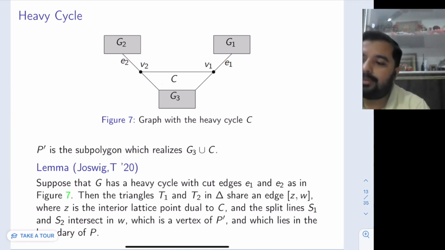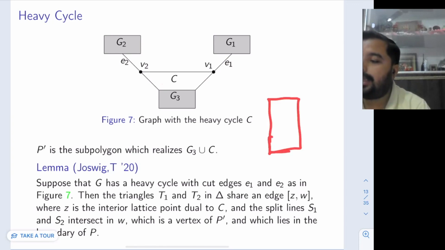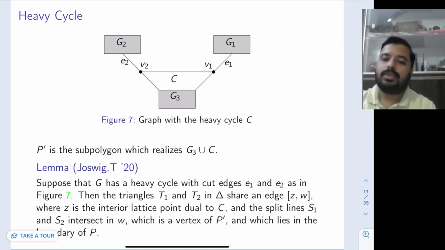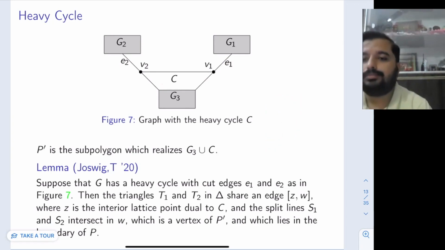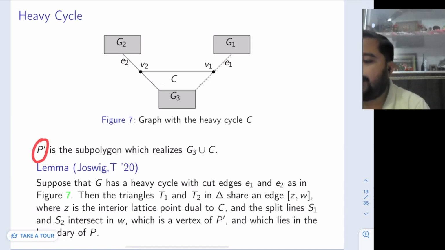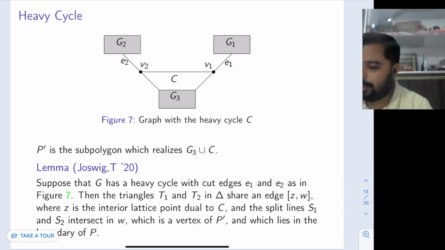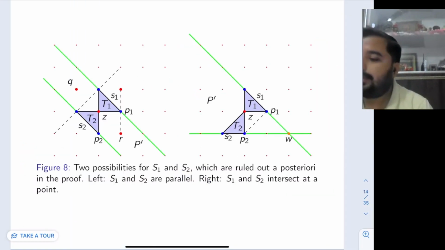So the remaining subpolygon which would realize this G3 union C subgraph would be hyperelliptic. Hyperelliptic polygon in our case just means that the interior lattice points lie on a line, so the convex hull of the interior lattice points is just one dimensional. In that case, the lattice polygon is referred to as hyperelliptic. We refer to the subpolygon which realizes this subgraph as the heavy component as well. That is just one nomenclature. So the whole lemma just states that the triangular faces corresponding to the nodes V1 and V2 actually share an edge.